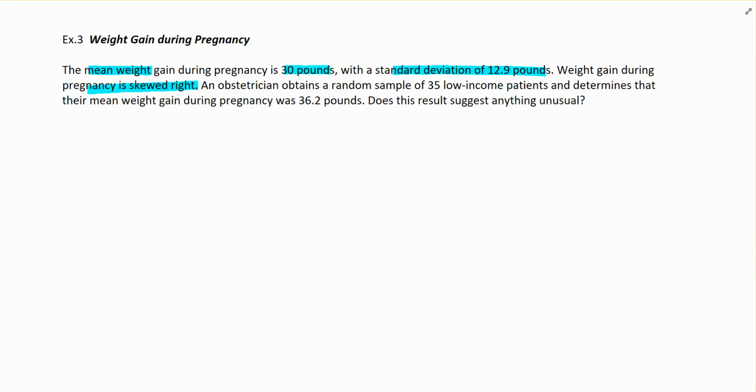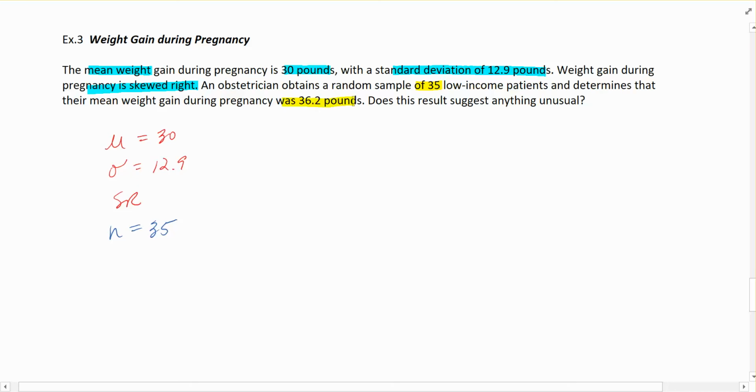Let's write down a little bit of that information. I know that the mean is equal to 30 pounds. I know the standard deviation is equal to 12.9. I know that this is skewed right. The next thing I'm told is that this doctor took a sample of 35. So the sample size, n, is equal to 35, and he determined that the mean weight gain during pregnancy was 36.2 pounds.